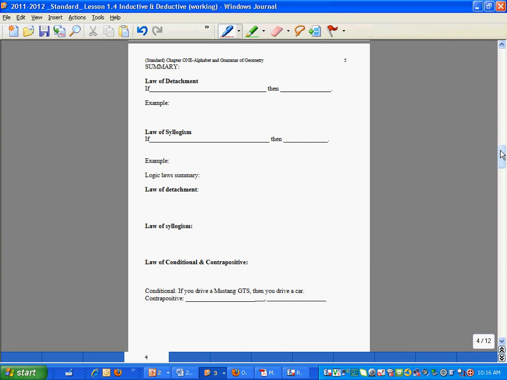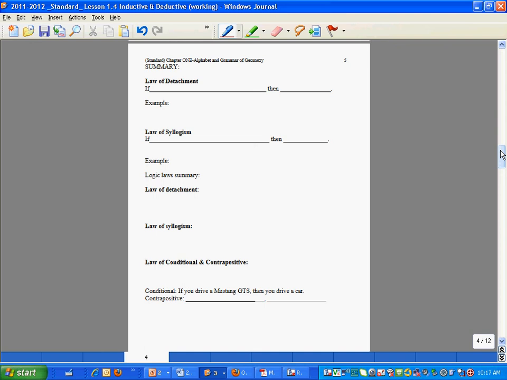Let me start with the simple one. Law of detachment says this: if you have a true conditional, so if P, then Q. Remember, that's a conditional. Circle it and write the word: we're going to say if you're given, the whole thing is true. So if you're given that a conditional is true, and you're told P alone is true.